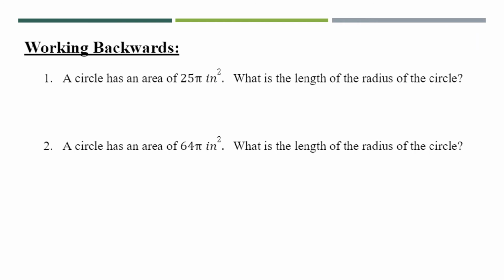This was on our previous test. Now, obviously, these ones are a little different because they have the pi there. So remember, the area of a circle is pi r squared. So the circle has an area of 25 pi. We're looking for the radius. So I'm going to plug in 25 pi for my area, and then I'm going to have pi r squared.